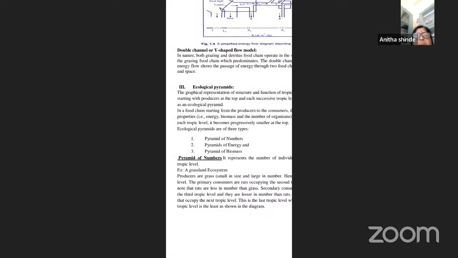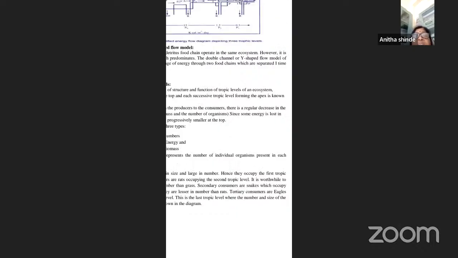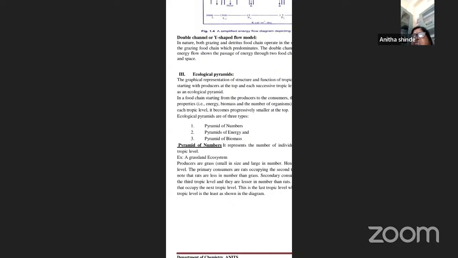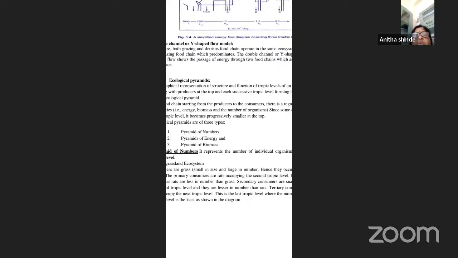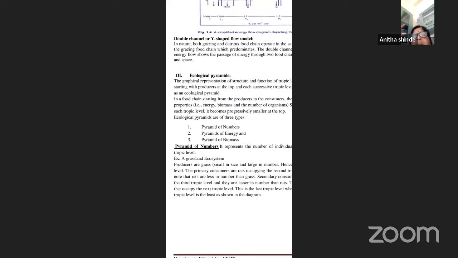In a food chain, starting from the producers to the consumers, there is a regular decrease, as we just discussed with energy flow. At each trophic level energy decreases. Whatever energy flows in is not taken up completely, so there is some loss of energy. So in a food chain from producers to consumers, there is a regular decrease in energy, biomass, and the number of organisms. Since some energy is lost at each trophic level, it progressively becomes small at the top. That is how you define an ecological pyramid.